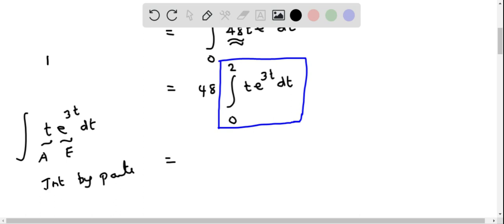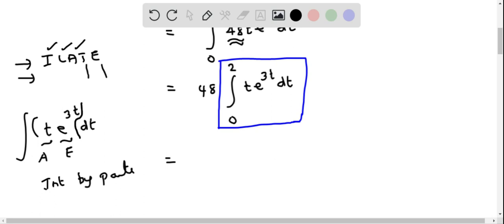In this method, we follow a rule called ILATE, and each letter stands for a function. I stands for inverse, L is for logarithmic, A is for algebraic, T for trigonometry, and E for exponential. So first we have to choose u according to this ILATE rule. We look at the rule in order, from left to right. Inverse comes first, so we look inside our integral for any inverse function. We don't have any inverse function.